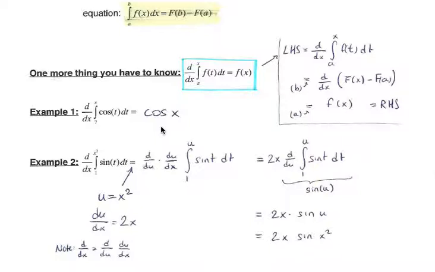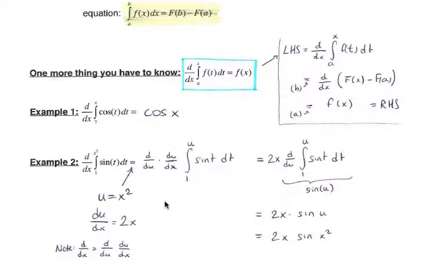Let's see what this looks like on a few examples. Example 1 is very easy. Example 2 and 3 are much more difficult. So d dx integral from 7 to x of cosine t dt. This I can immediately apply this rule there. 7 is a constant, so that's fine. X is up here, that's perfect. So the result is cosine of x.